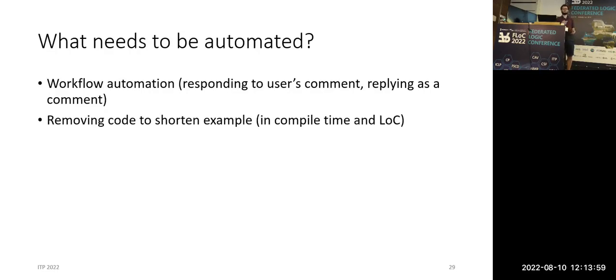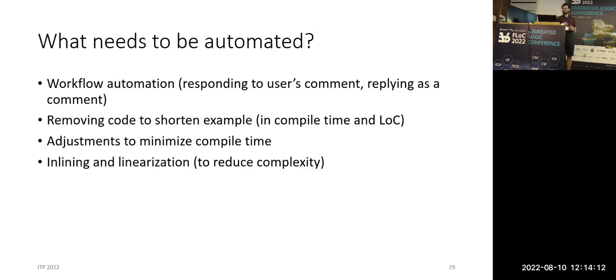As far as the minimizer itself is concerned, we need to remove code to shorten the example. We need to do adjustments largely to minimize compile time. This is things like replacing proof scripts with admit, with "trust me, it's true." And inlining and linearization of dependencies to reduce complexity of the final example to make it easier to compile and play with.